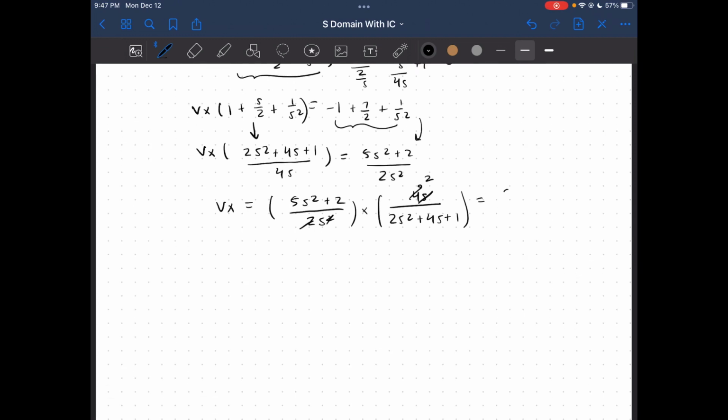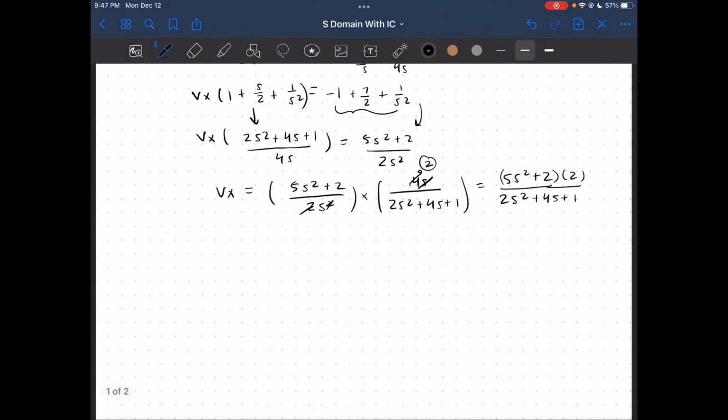Now we get 5s squared plus 2 all over, multiplied by 2 from this part, all over 2s squared plus 4s plus 1. Now we can go a step further and simplify V of s equals 5s squared plus 2 all over s squared plus 2s plus 1/2.